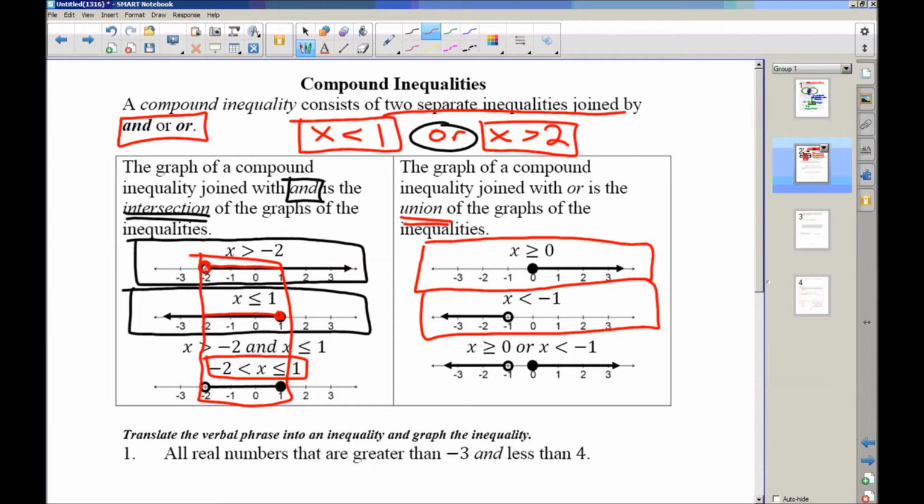So you really don't have to think about this too much. You just say, let's see, I'm going to graph greater than or equal to 0. That's that part right here. And then I'm going to also graph x less than negative 1. That's this circle on negative 1, and I'll shade it over here. And if the two graphs happen to overlap while you're doing them, good, it doesn't matter.